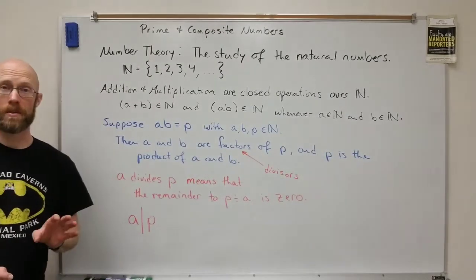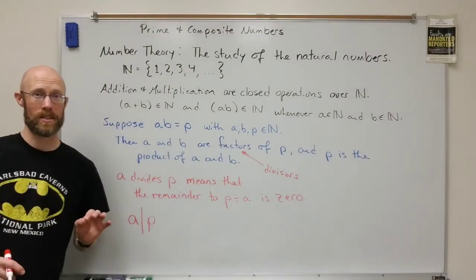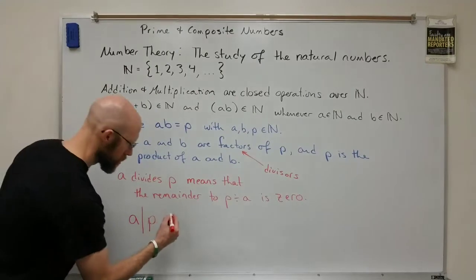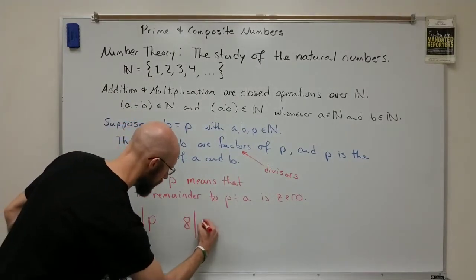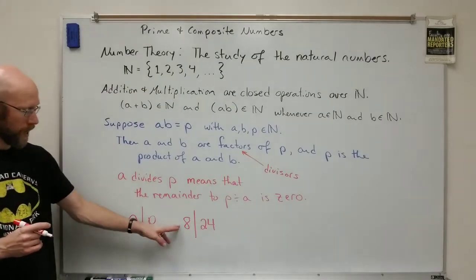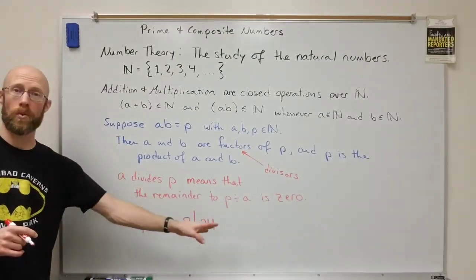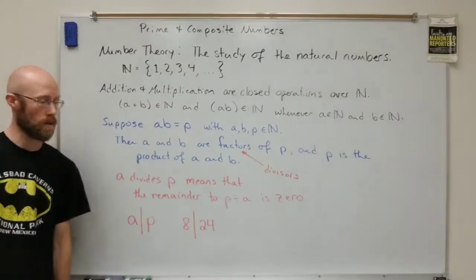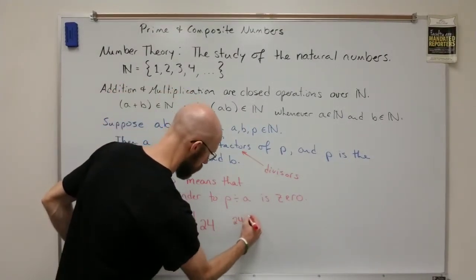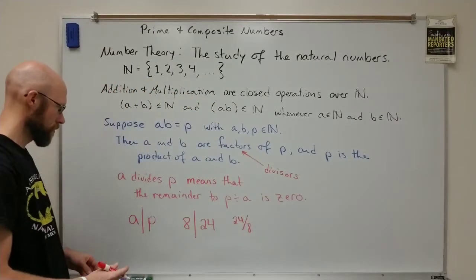Now, it looks very similar to a fraction bar, but it's not. It's actually the opposite of that in some sense. You would say here, for instance, that 8 divides 24, right? Because 8 is a divisor of 24. If you divided 24 by 8, you get a remainder of 0. Now, that's not the same as saying 24 over 8, right? These are two different things.